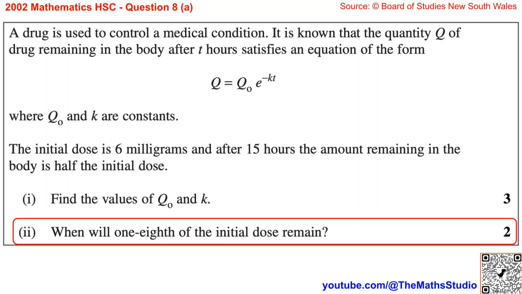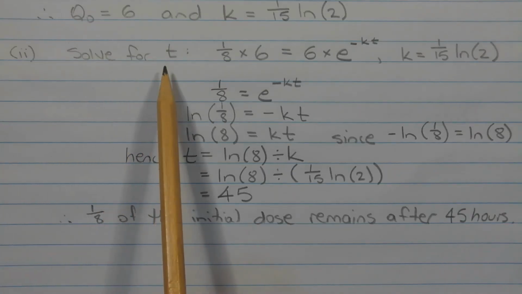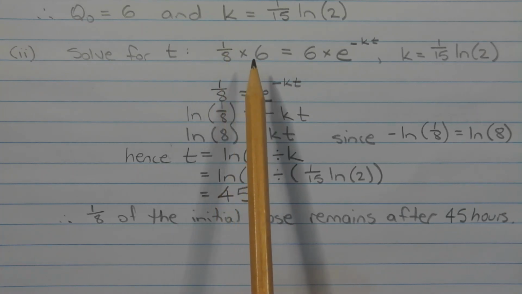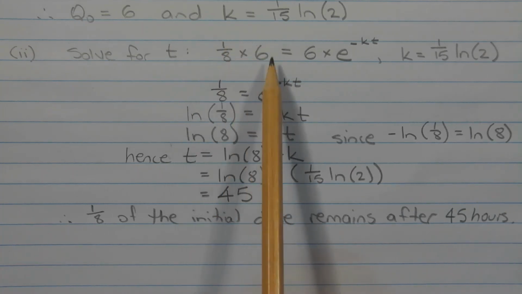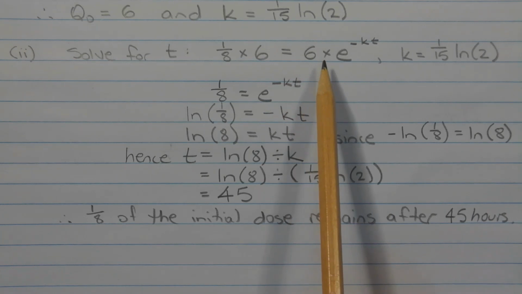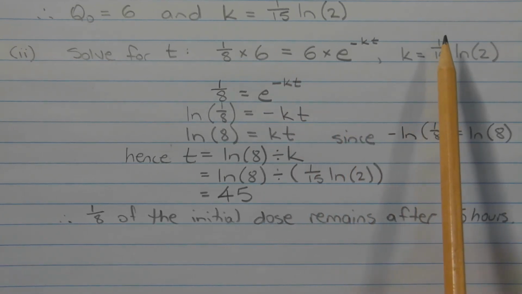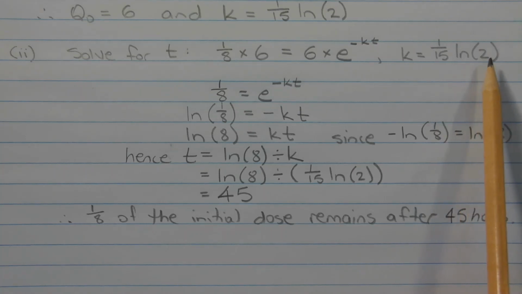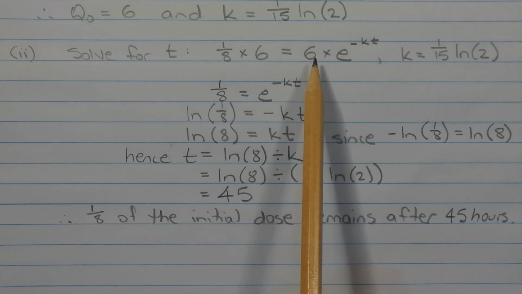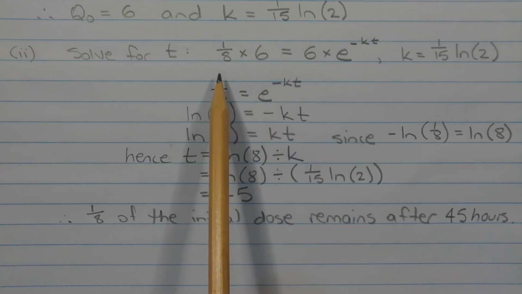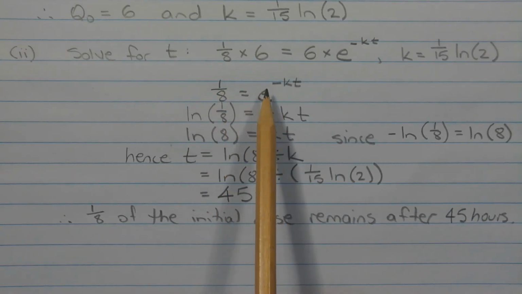Part 2. When will 1/8 of the initial dose remain? Solve for t the equation 1 over 8 times 6, which represents 1/8 of the initial dose, is equal to 6 times e to the power of negative kt, where k is equal to 1 over 15 times ln of 2, which we found in part 1. Dividing both sides of the equation by 6, we get 1 over 8 is equal to e to the power of negative kt.